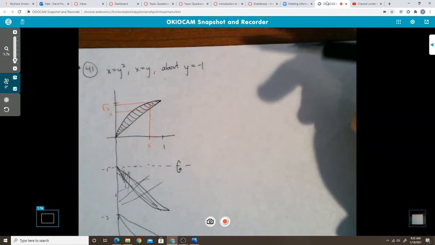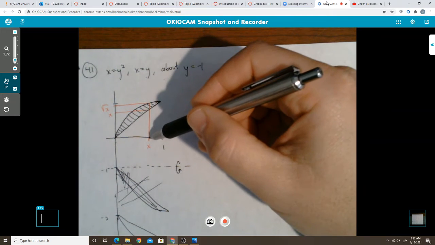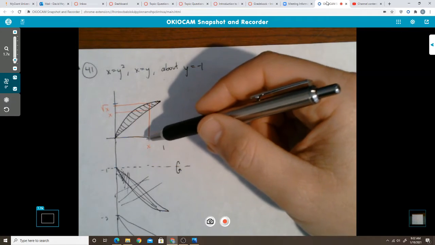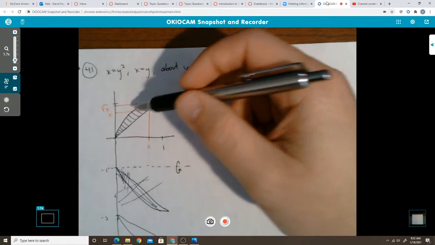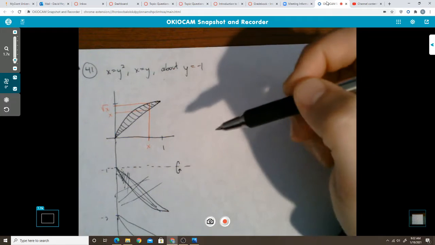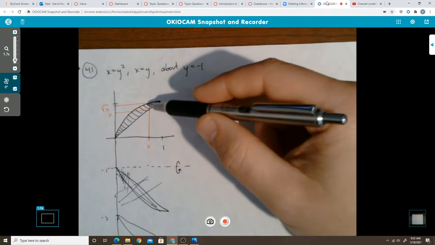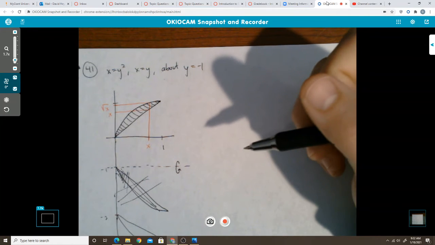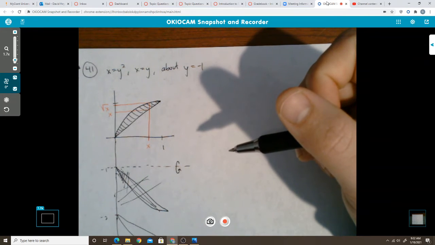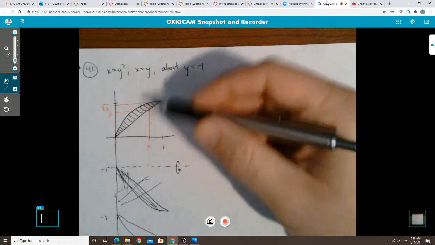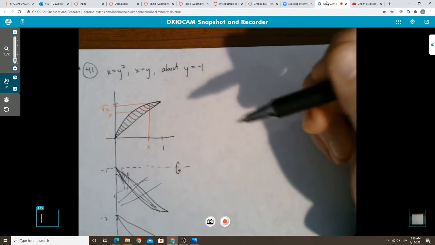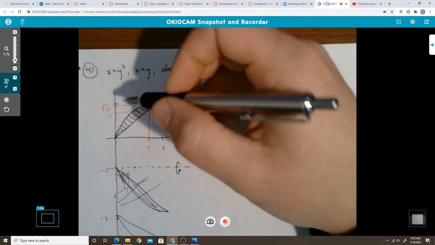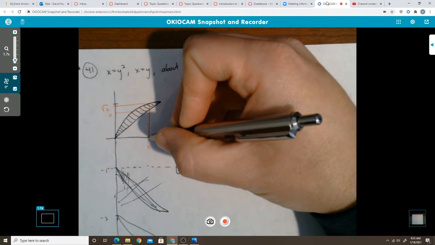So again, if we take an arbitrary slice, in this case we need to take vertical slices because that's how we get washers. If we take horizontal slices, we're not going to get washers. We're going to get some weird looking shapes. So we take vertical slices, that gives us washers. And the question is, what is the radius of the outer circle, and then what's the radius of the inner circle?